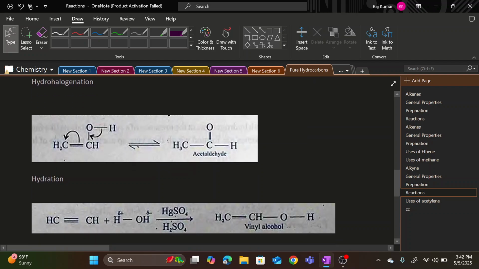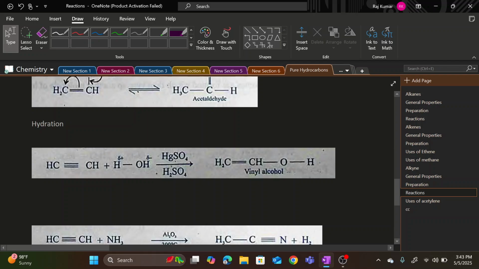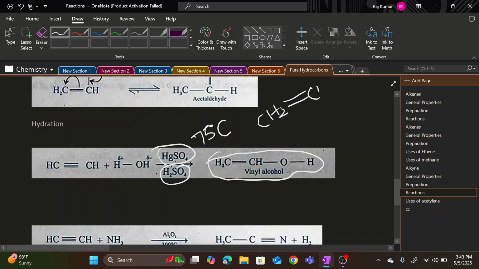pretty differently. For hydration, what we actually do is we take mercuric sulfate, HgSO4, and we take H2SO4 at 75 degrees centigrade. At that point, at 75 degrees centigrade, we add water into the ethyne, due to which it produces vinyl alcohol. Now, if you just take the structure of vinyl alcohol, it is this structure.